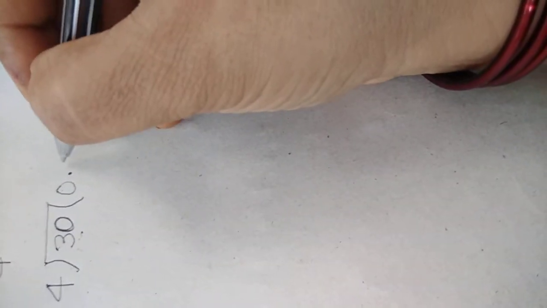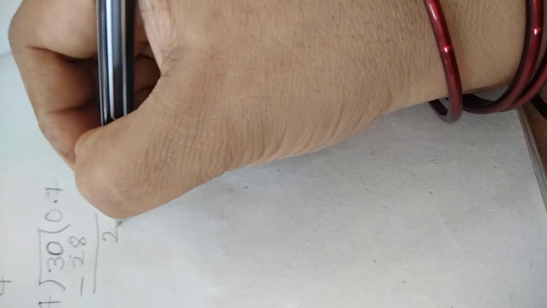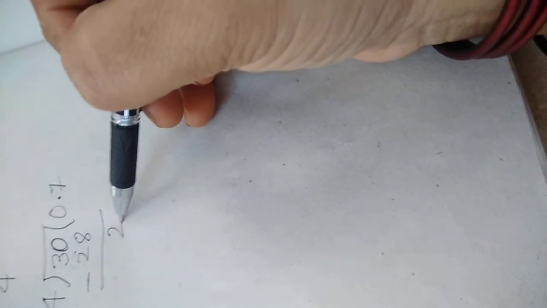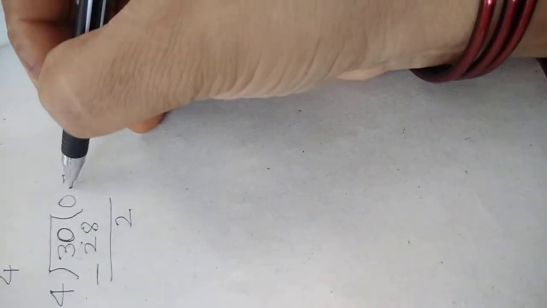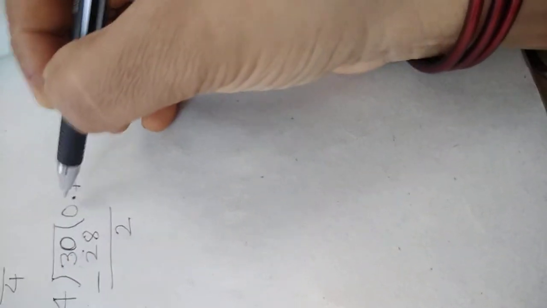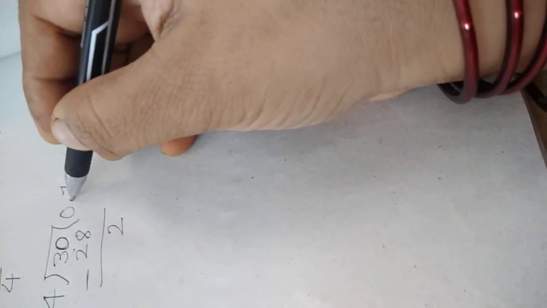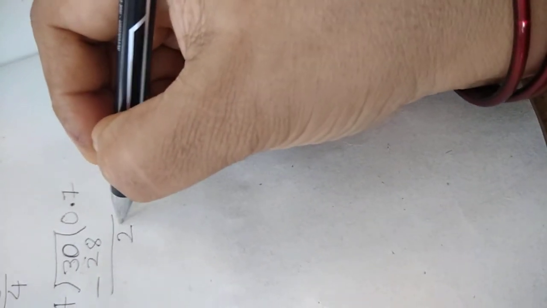4 sevens are 28. So we got here 30 minus 28 will give you 2. Okay, again 2 is smaller and in 4's table 2 is not there. So what we should do? Already we have given here decimal point. This decimal point will give 10 free at every stage. So we have to give 10 free to 2.